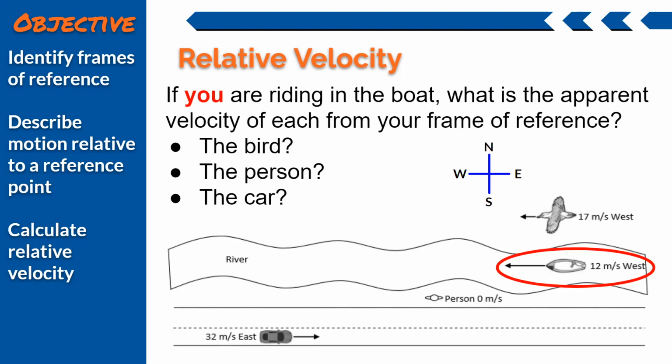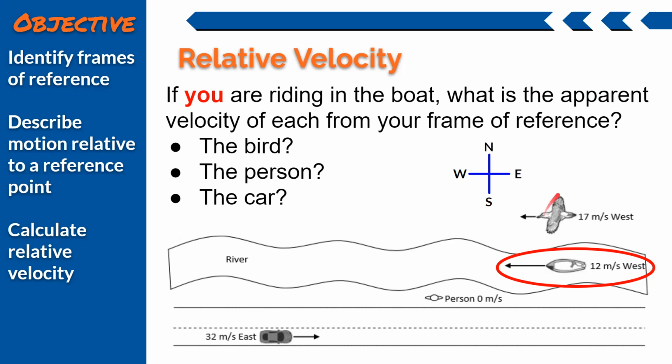All right, let's try another one, and this is similar to what you're going to see in your assignment today. It says, if you are riding in this boat, what is the apparent velocity of each from your frame of reference? So if you're in the boat, it is moving 12 meters per second to the west.